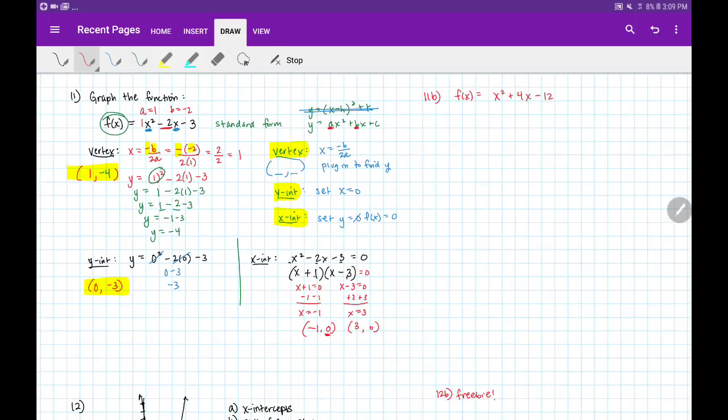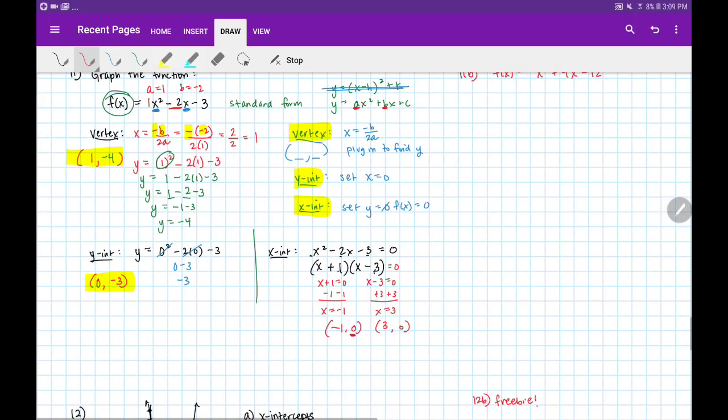Okay, here we go. So first things first, our vertex is at (1, -4), and I know that's my turning point. My y-intercept is at (0, -3). So I'm going to be facing up, right? But then my x-intercepts are at (-1, 0) and (3, 0). So I need to go through those points.